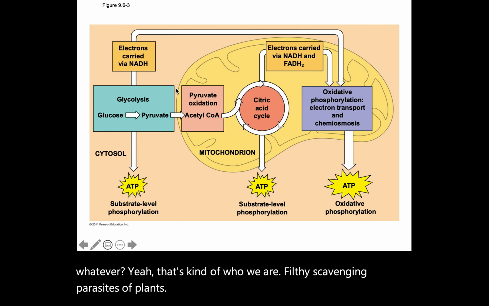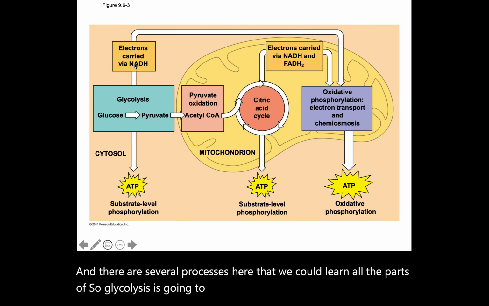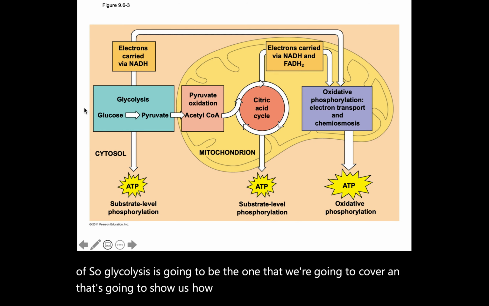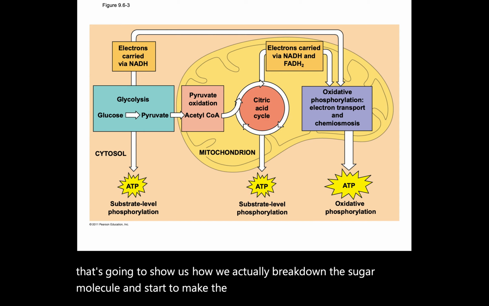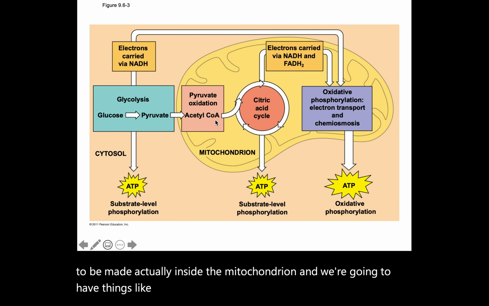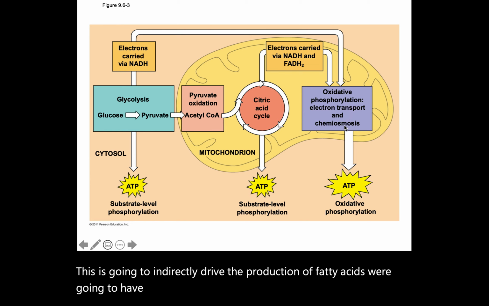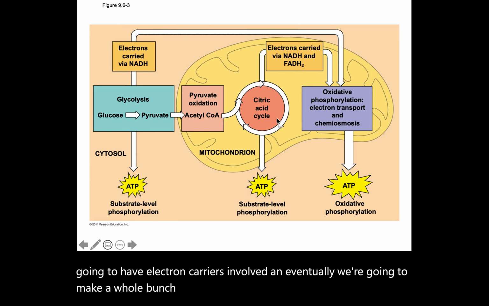And there are several processes here that we could learn all the parts of. Glycolysis is the one that we are going to cover, and that's going to show us how we actually break down the sugar molecule and start to make the ATP. Most of the ATP, though, is going to be made inside the mitochondrion, and we're going to have things like the acetyl-CoA being made. We're going to have the citric acid cycle. This is going to indirectly drive the production of fatty acids. We're going to have electron carriers involved, and eventually we're going to make a whole bunch of ATP over here.